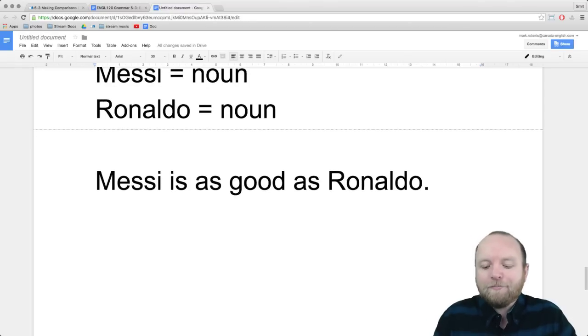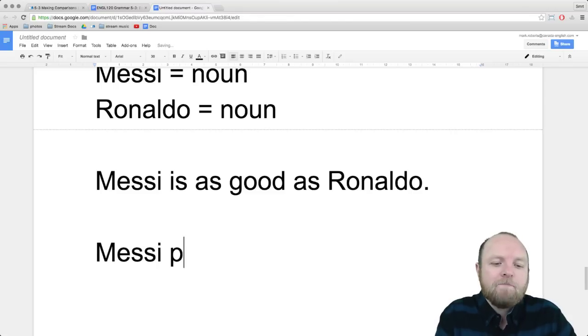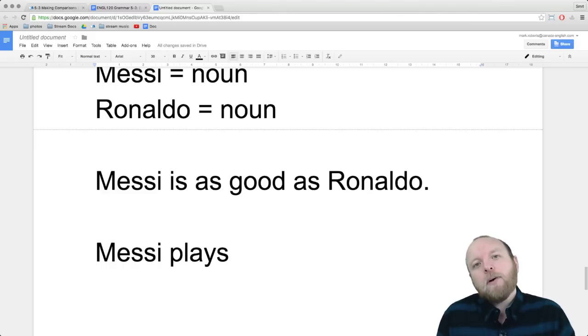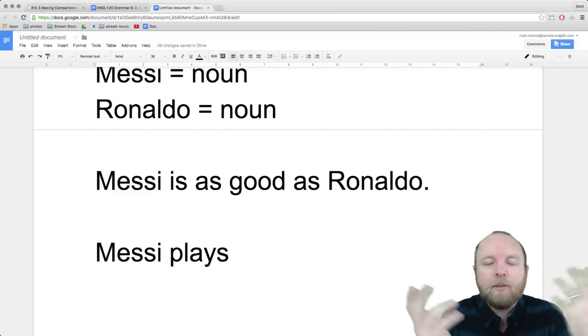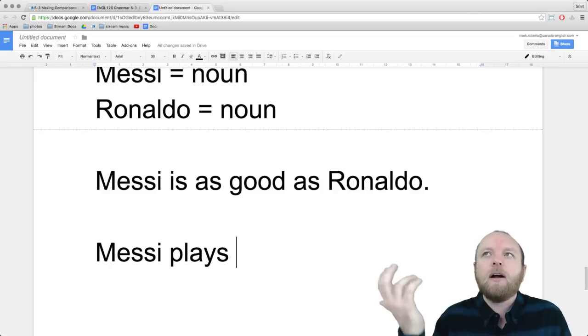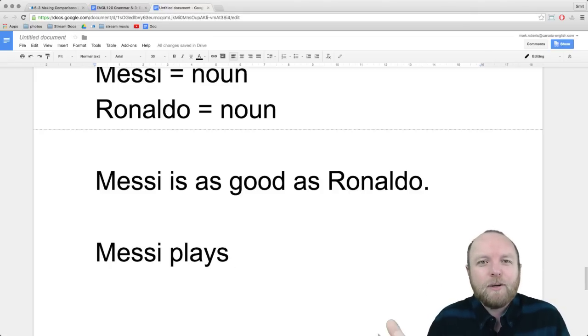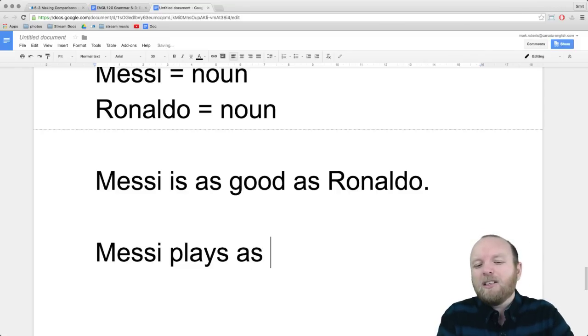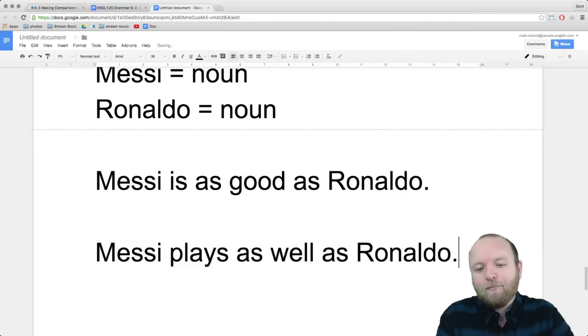However, if I want to describe a verb, for example, Messi plays. He plays. Now I want to describe how he plays soccer or football, same thing, right? In Canada and the USA, we say soccer. Sometimes people ask me that, and I'm surprised because it's pretty popular to say soccer in Canada. Messi plays as good? No, because we're talking about play. So now we need as well as Ronaldo.